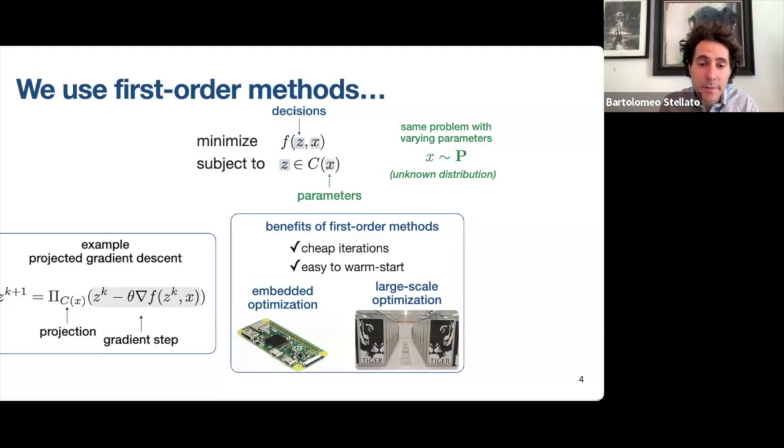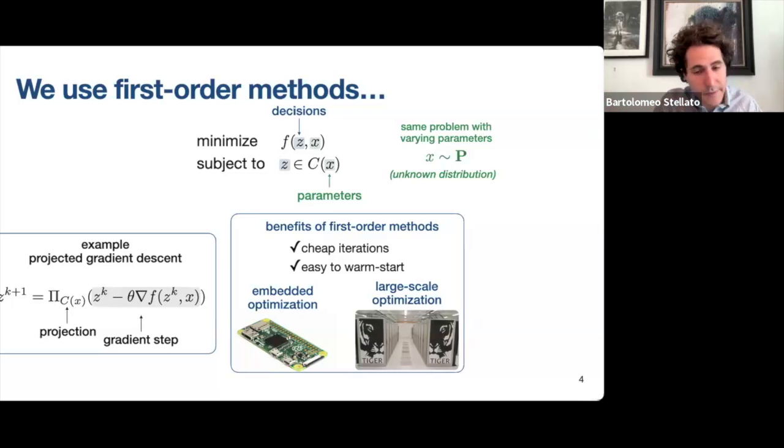that cannot be easily warm started. But for first-order methods, since we're solving many problems that are related to each other from these parameters x that we observe, being able to warm start the algorithms from the previous solution is a very important feature that allows us to possibly require fewer iterations.